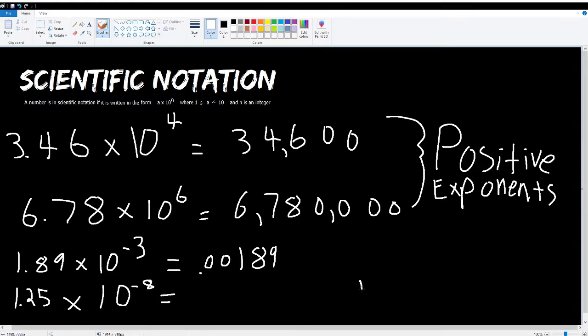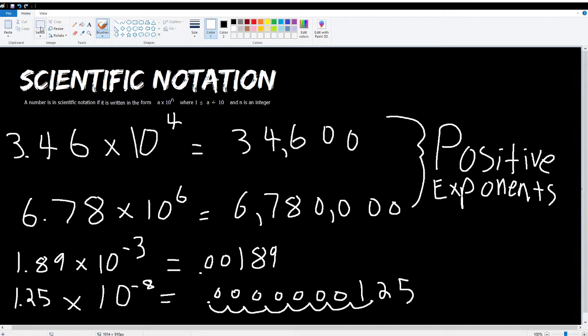I'm going to be writing my decimal all the way out here just to have some room. Once again, it's a negative exponent, so my decimal point is going to move to the left. And since the exponent is 8, I can move it 8 times. So 1, 2, 3, 4, 5, 6, 7, 8. So this is my new decimal. Replace it with zeros.